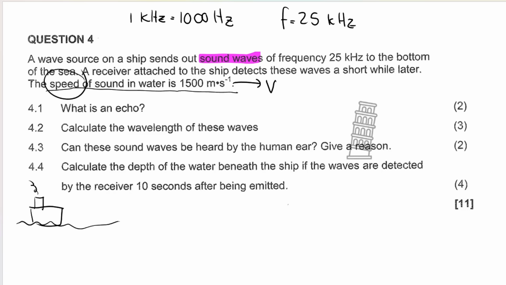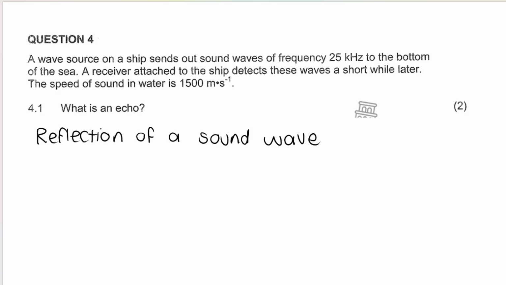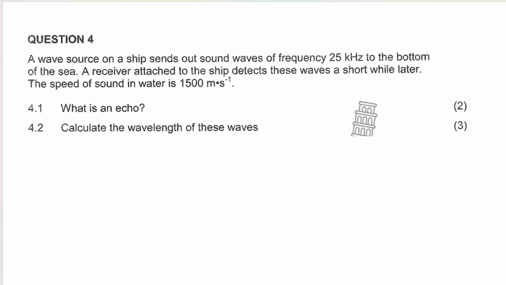So here's the water. It's sending out a signal to the bottom of the sea. And then they say the receiver attached to the bottom of the ship is detecting the waves a short while later. So why would it be detecting the waves? The wave obviously hit the bottom of the ocean floor and was reflected back upwards. There was an echo. It's kind of like if you stand on the edge of a cliff and you shout, hello, and then the sound comes back to you and it says, hello, that's an echo. So an echo is a reflection of a sound wave. That's 4.1's answer.